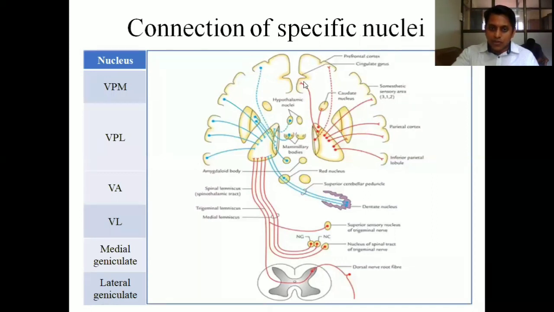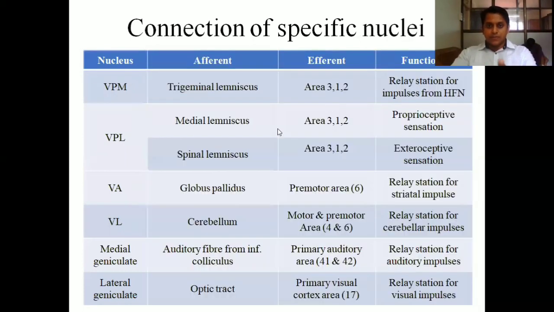Area number 3, 1, 2. So in this picture, you can see these are all afferent fibers which are coming to the thalamus. This is the thalamus, and from the thalamus, going towards the cortex, here you can see these are all efferent fibers. So the fibers from the thalamus are going into area number 3, 1, 2, the sensory area. So all these three lemniscus, they relay in this nucleus and they go into area 3, 1, 2. So obviously their functions are carrying exteroceptive and proprioceptive sensations.